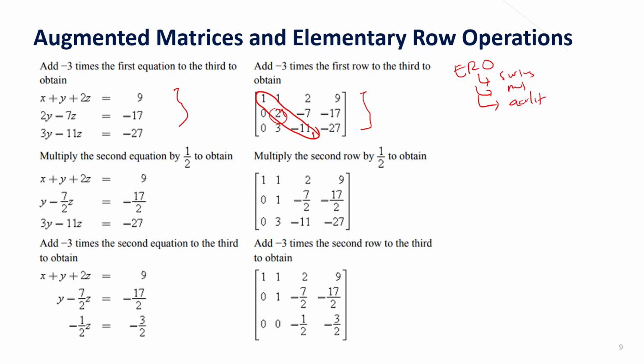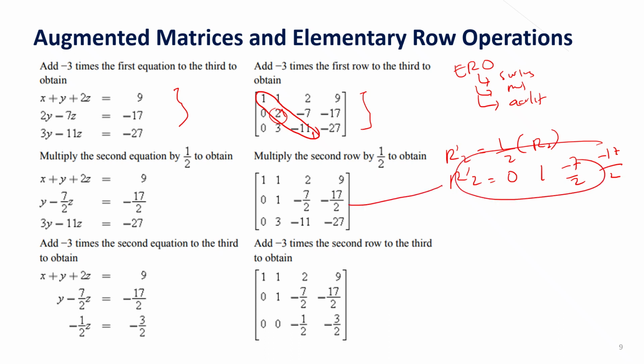So in this one, what we do is the new row 2 will be equal to half of its original. So when you have this, you will have the new row 2 equals 0 1 minus 7 per 2, and then minus 17 per 2. So this one replaces the original row 2 here, see here, and this one also here, right?